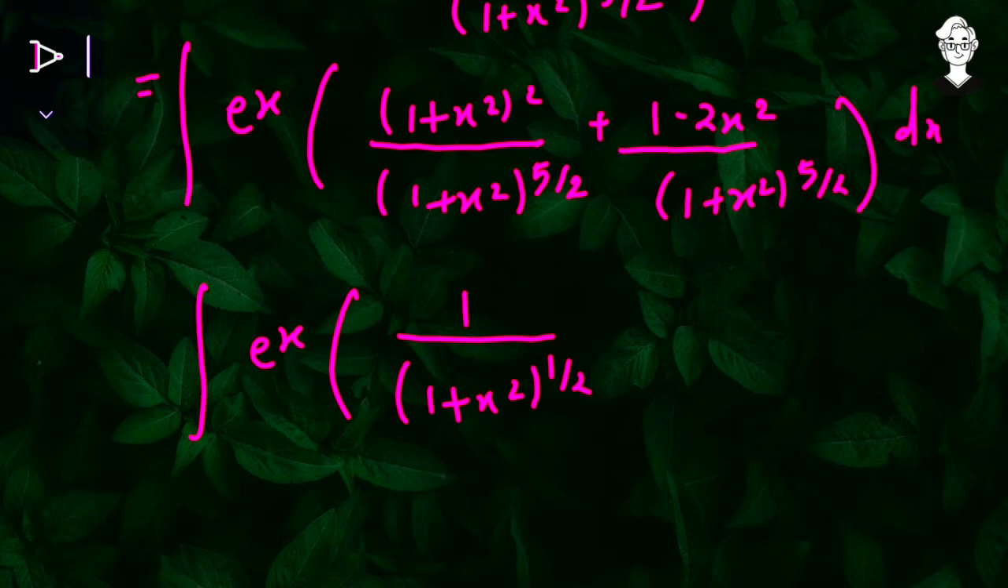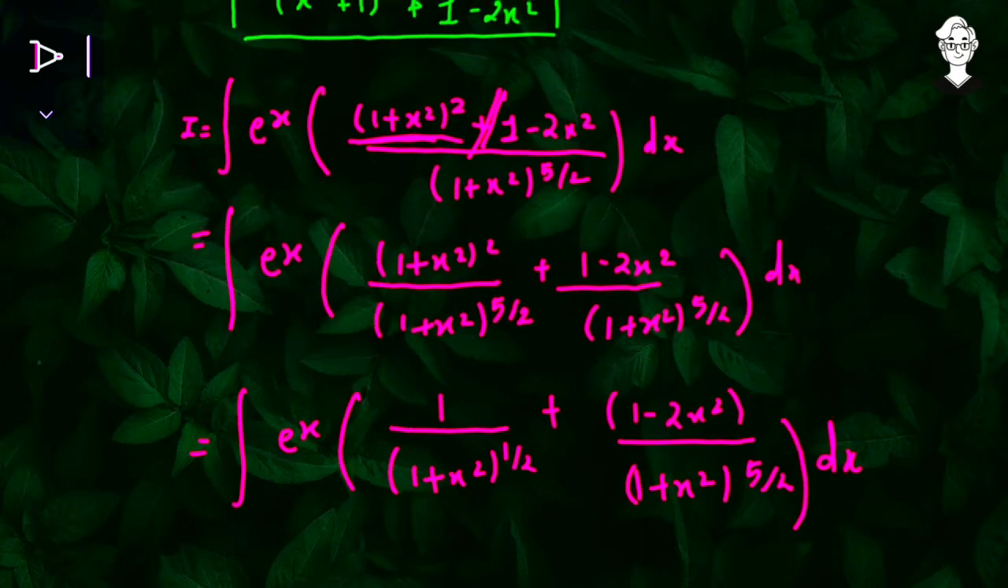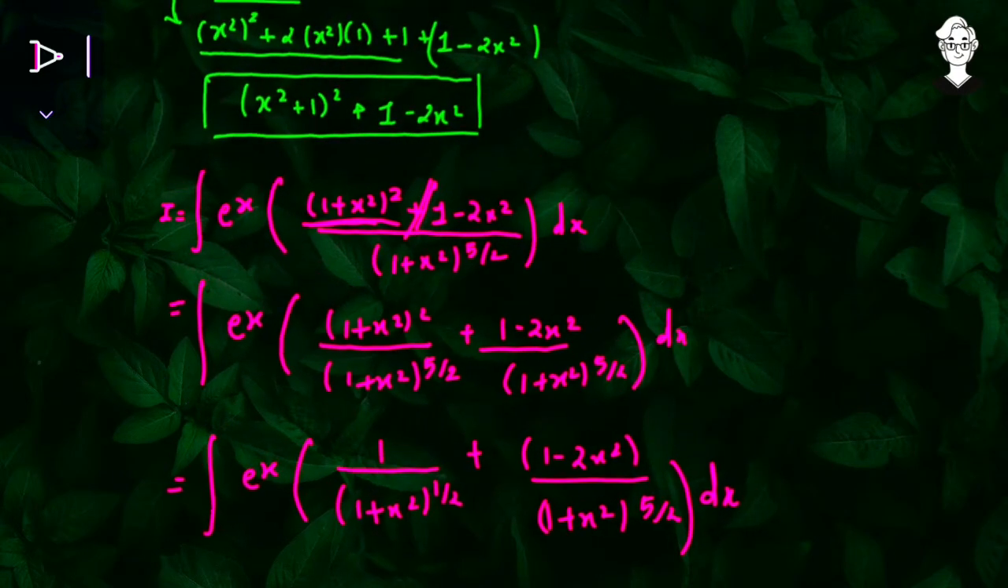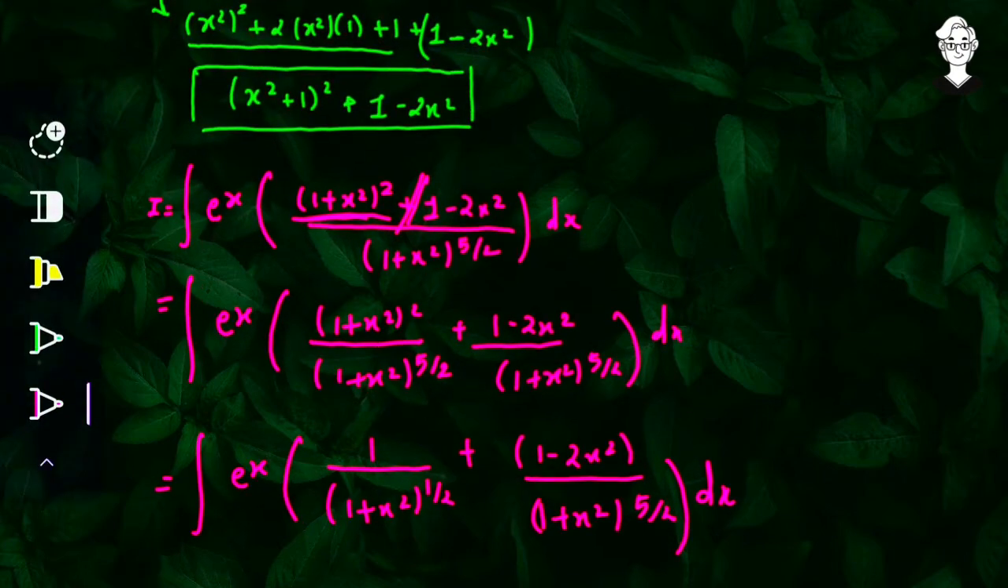The exponential rule, that the power has been subtracted, and that has been added to (1 minus 2x²) upon (1 plus x²) to the power 5 by 2. Now, till now you have just thought that x to the power 4 plus 2 was modified in a very different way, and we have reached this.